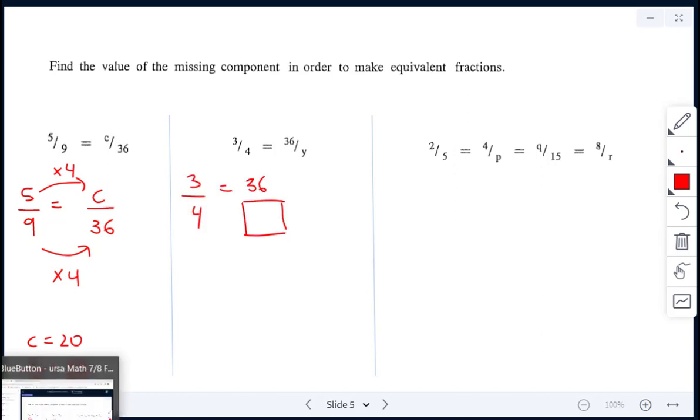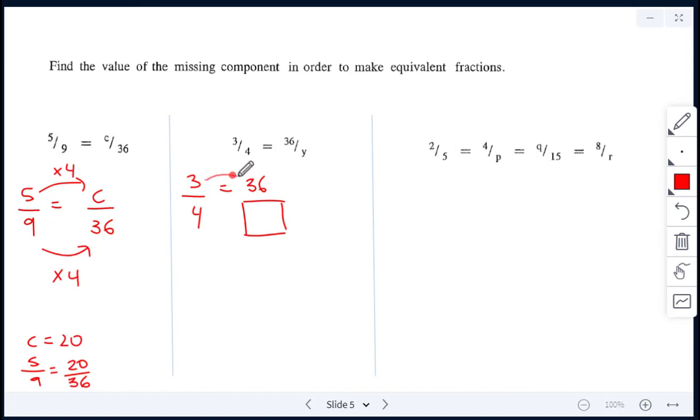All right, for the next question then, I've just put a box here for y. So 3 times a number that gives me 36. So 3 times 12 gives me 36. So therefore, I would multiply 4 by 12 as well. All right, so 4 times 12, that gives me 48. So I can just say at the end there that y is equal to 48.